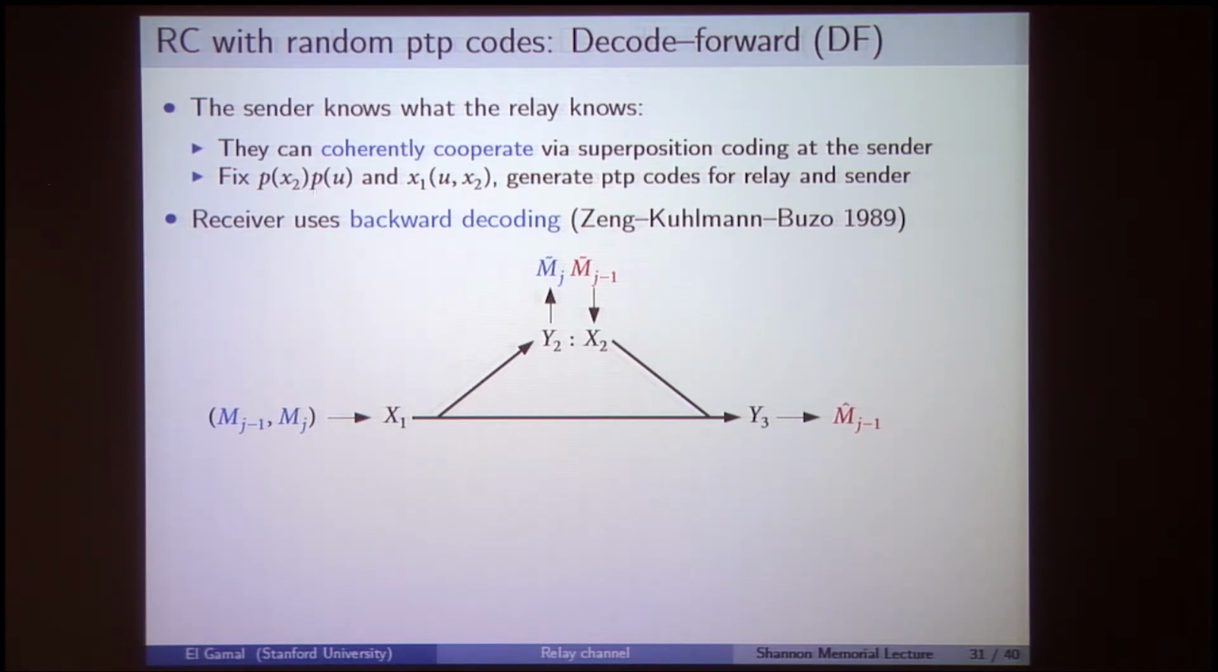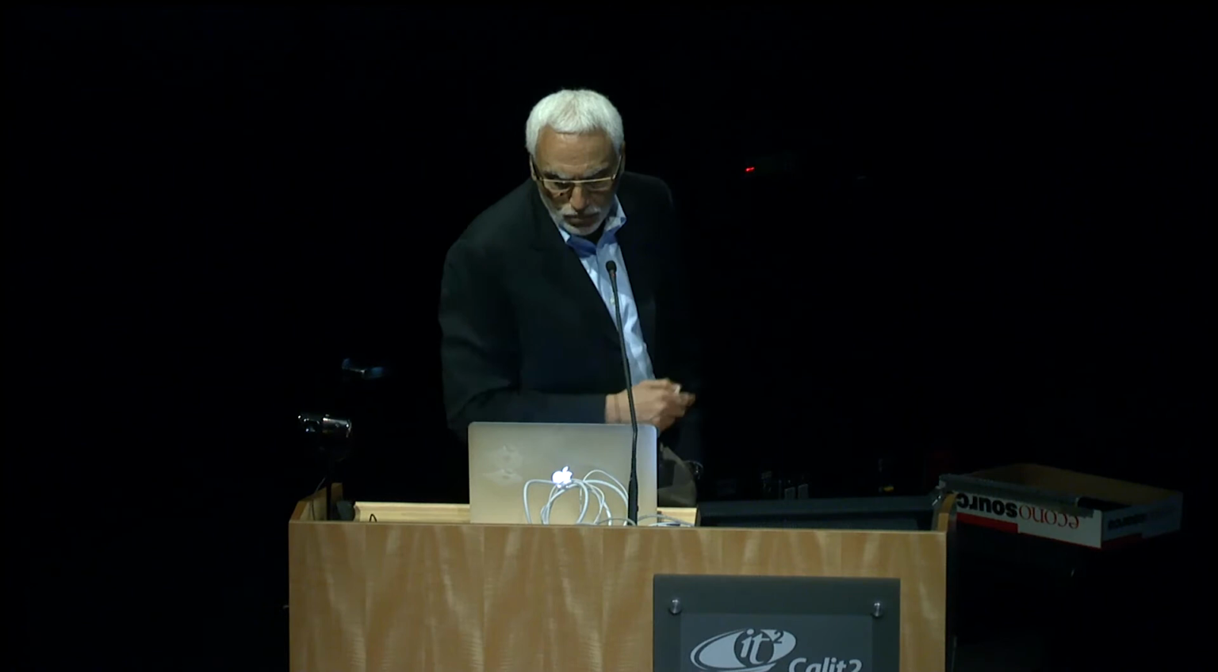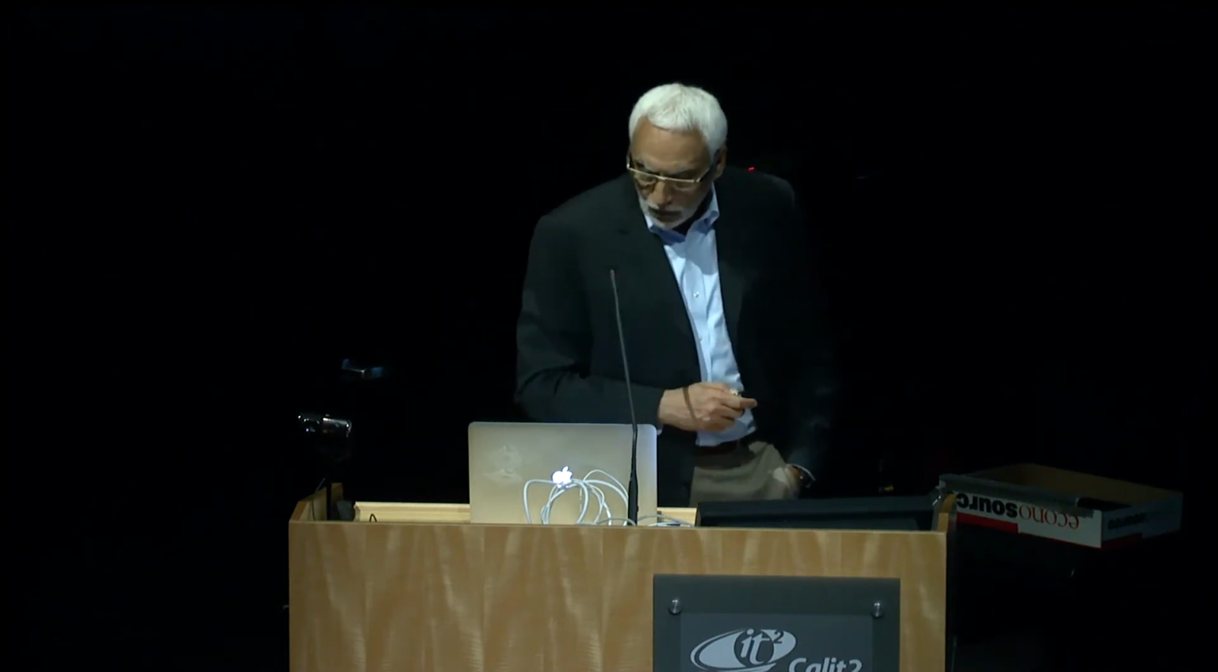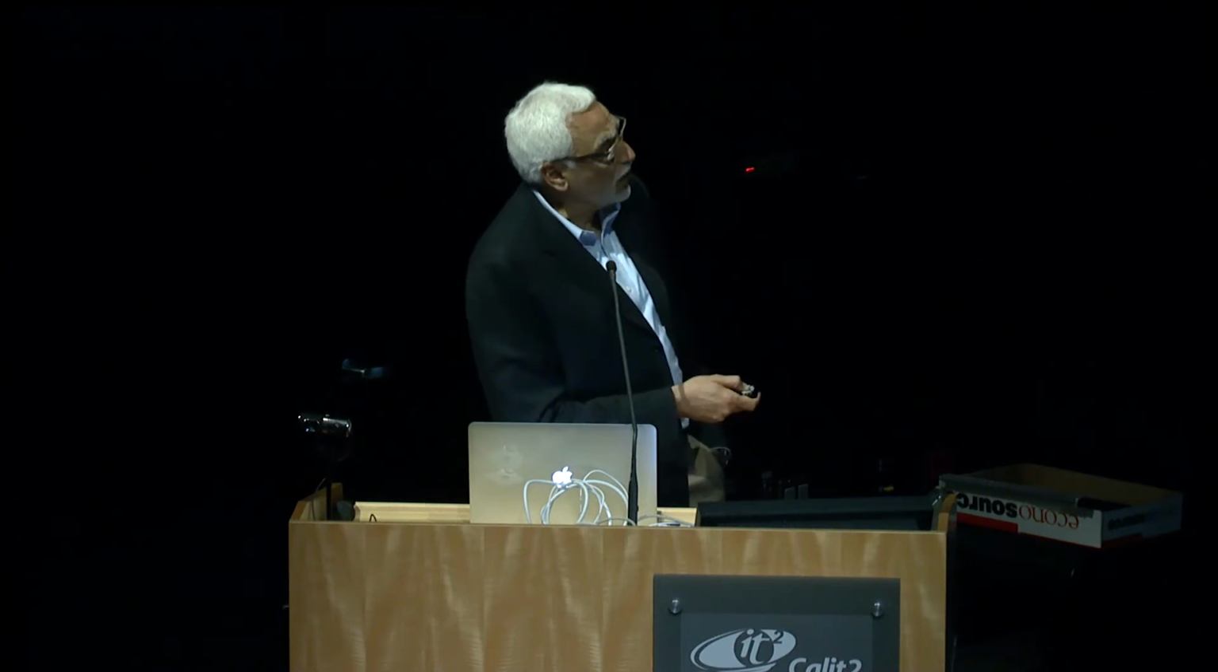And then for the message mj, you generate a random point-to-point code using u, and then you have a function x1 from u and x2 as before for superposition. You also have to use a sophisticated decoder. You cannot just decode each time. This time you have to use backward decoding. When you do that, you can actually achieve something better than multi-hop.